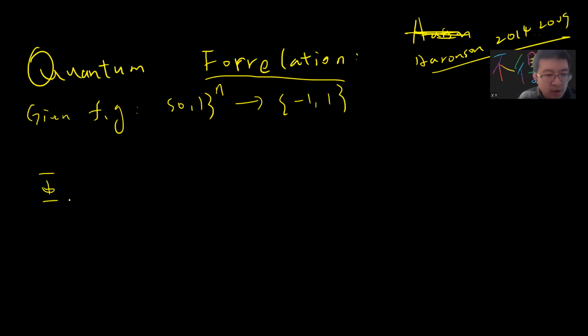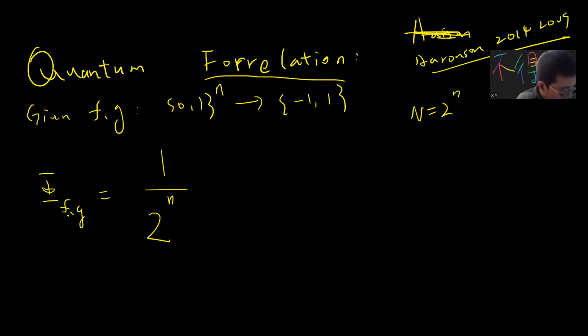Then one can define a Forrelation of f and g. Basically, it's the coefficient. You can imagine that this is somehow like the inner product between the Fourier components. So it's defined to be 1 over 2 to the n. Let me just define capital N to be 2 to the n.